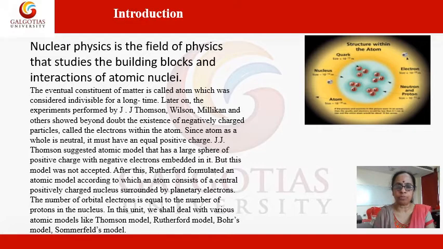After this, Rutherford formulated an atomic model according to which an atom consists of a central positively charged nucleus surrounded by planetary electrons. The number of orbital electrons is equal to the number of protons in the nucleus. In this unit, we will study the atomic model of Rutherford.